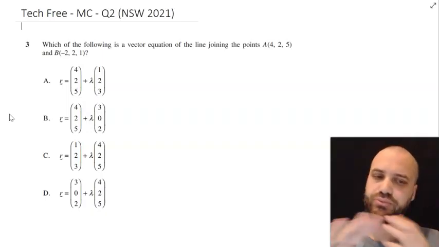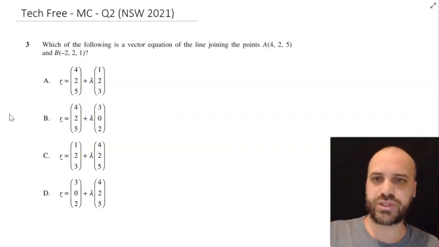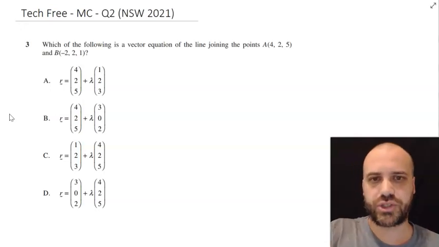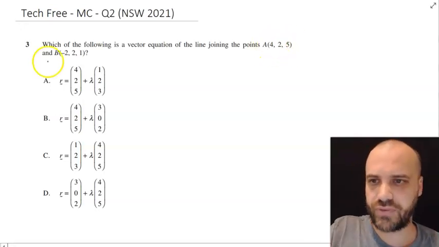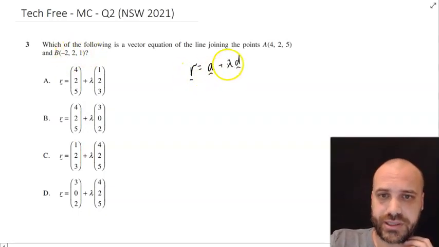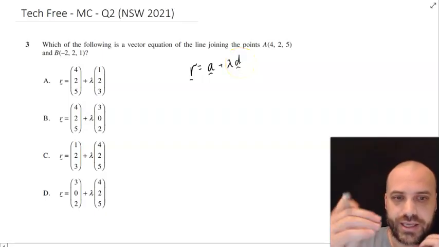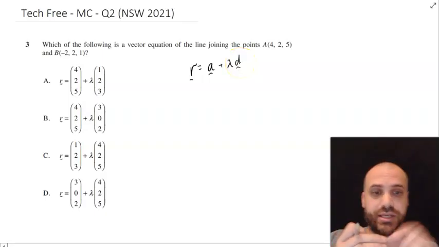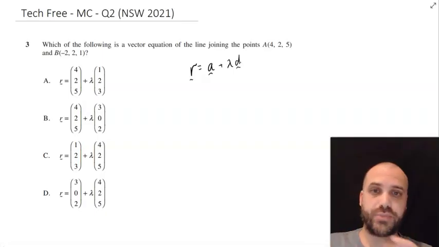Okay, so this is super straightforward compared to the last question. We've got a vector equation of a line that's joining points A equals (4, 2, 5) and B equals (-2, 2, 1). Now the vector equation of a line is equal to a plus lambda d, where a is like a starting point and d is the direction that the line is moving in.